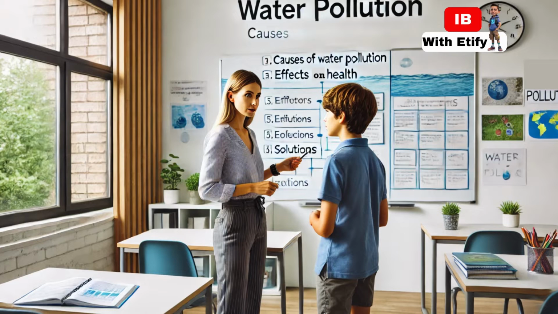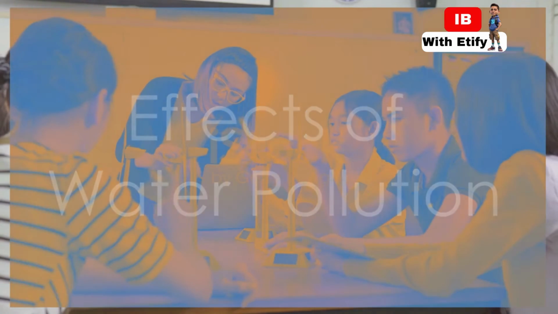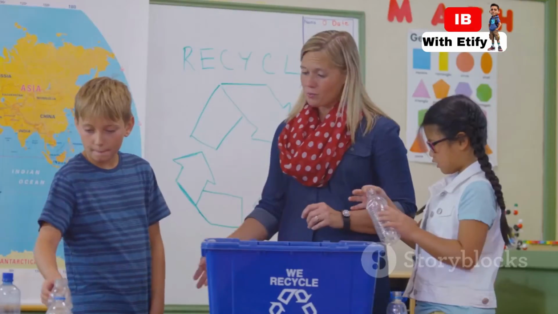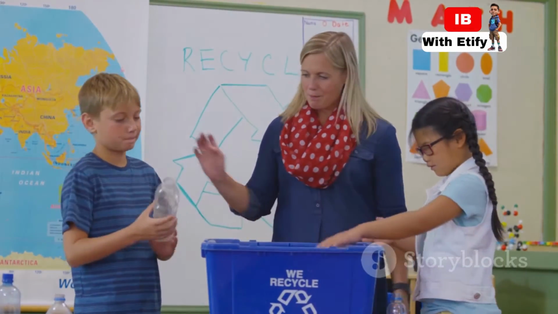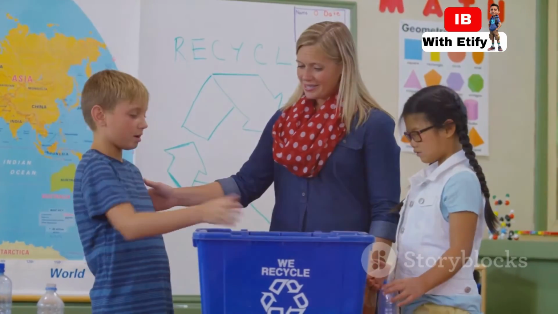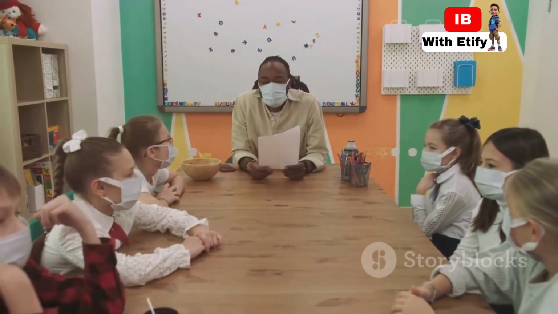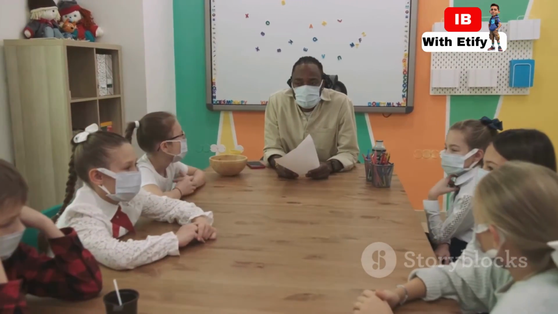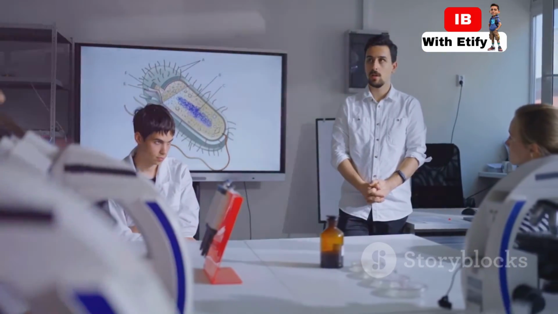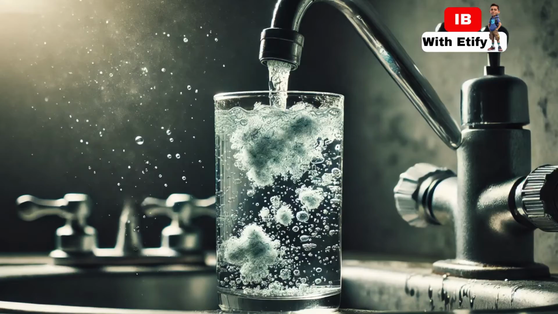What about the effects? The effects are just as significant. For example, water pollution harms marine life. Fish and other aquatic creatures are often poisoned. On a larger scale, it impacts public health. Contaminated water can cause diseases like cholera and even affect local drinking water supplies.